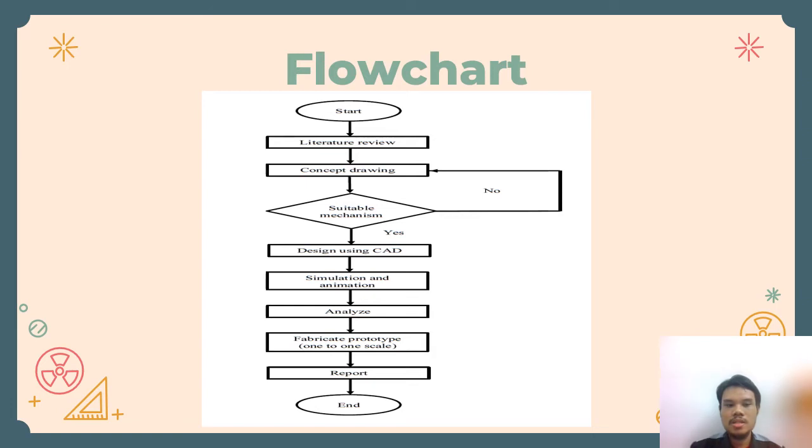After that, try to simulate from the drawing software to make sure it moves smoothly. Then analyze the part to choose a suitable material. And lastly, from the software we can fabricate based on the actual dimensions and parameters by using a CNC machine.